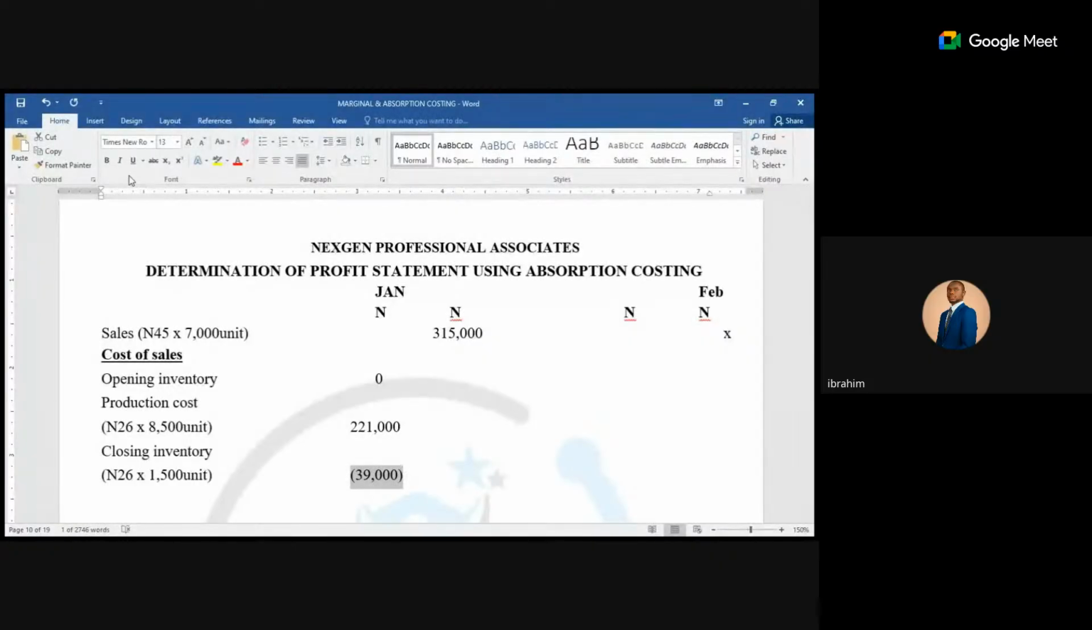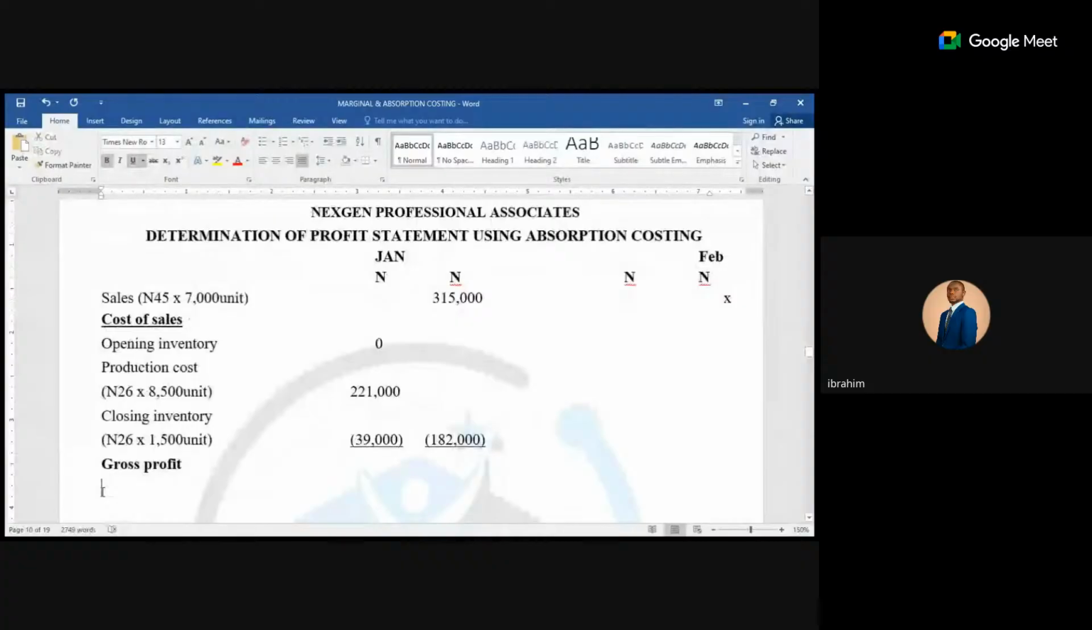So what is our gross profit? 221,000 minus 39,000 gives 182,000 naira. 182,000 is our cost of sales. So if you remove it from 315, we have the gross profit, 133,000 naira, right?